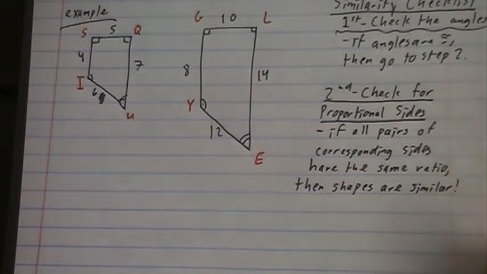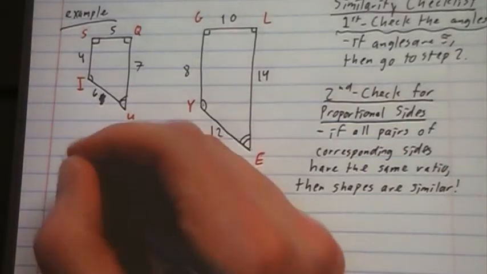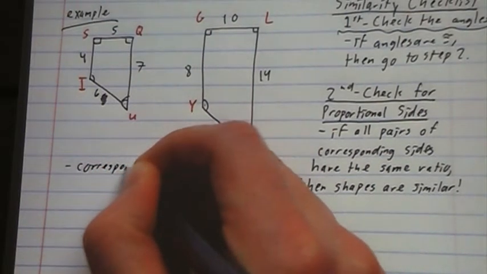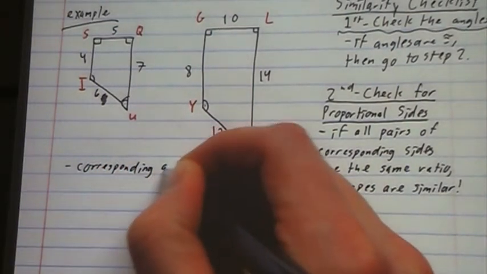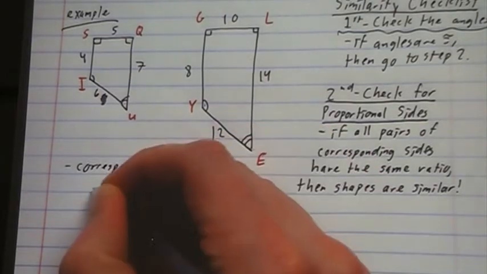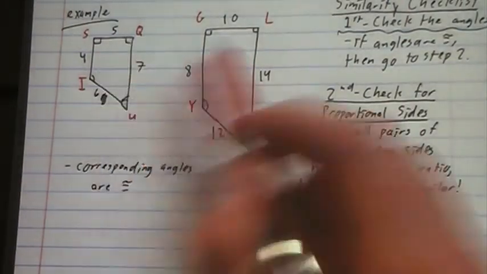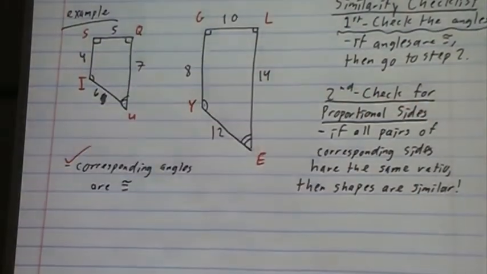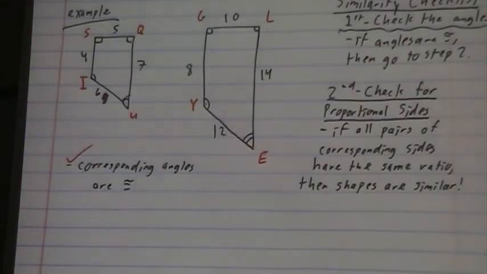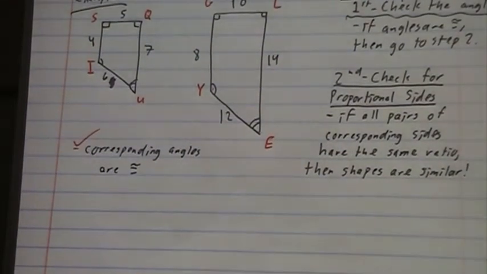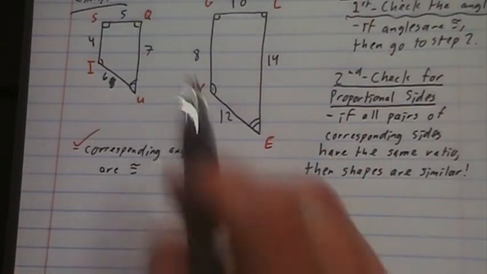So we got our corresponding angles are congruent. That's the first thing we check. And again, we see a 90, 90, 1, 2, 90, 90, 1, 2. Boom, first test is passed. Now it's time for the second test. The second test is where you are going to have a little bit more math. By a little bit, I mean a lot more. And you're going to match up the sides.